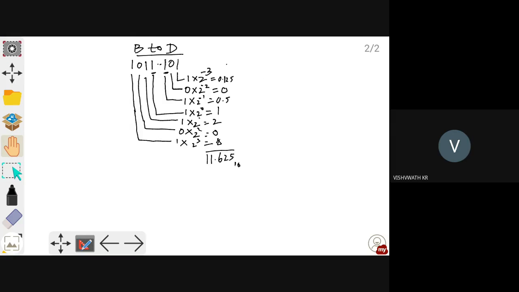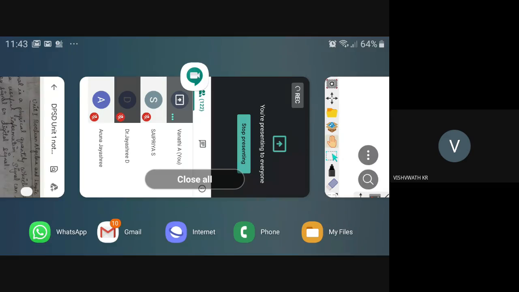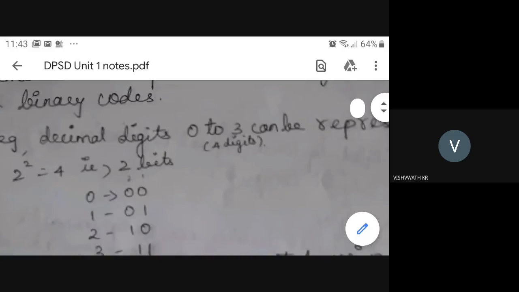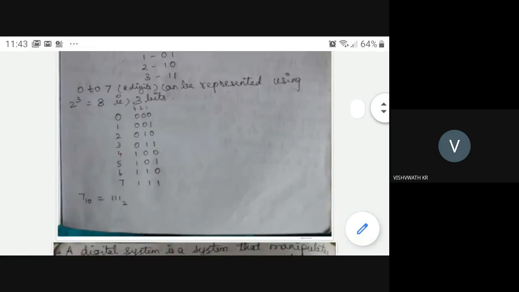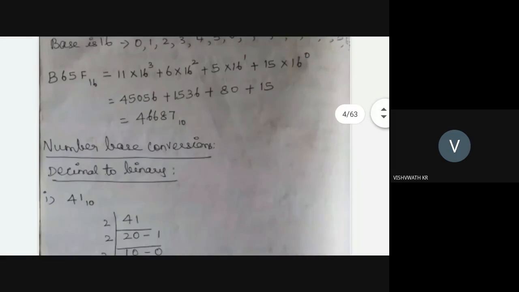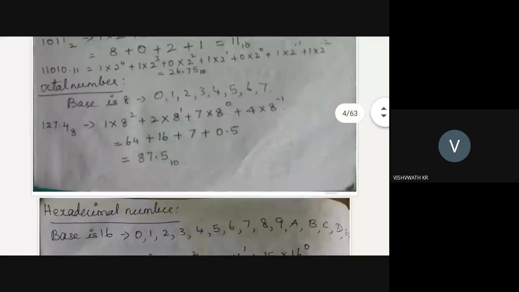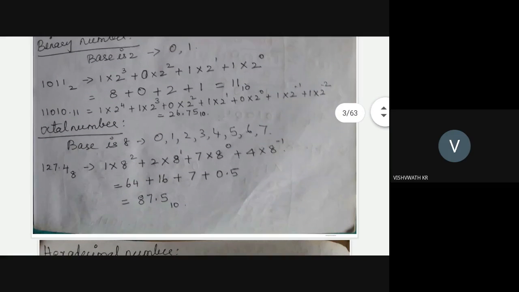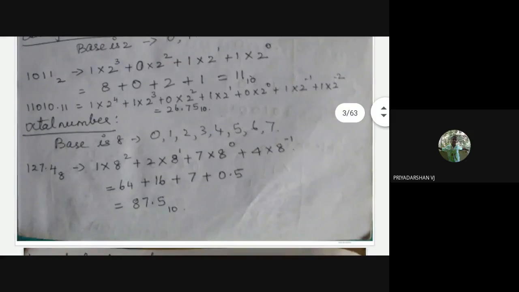So next is octal to decimal. So similarly, the same procedure, instead of base 2, here you have to use the base 8. So that I will show it in the PDF. So here, can you see this PDF? Yes, ma'am. So now you are going to convert octal to decimal.